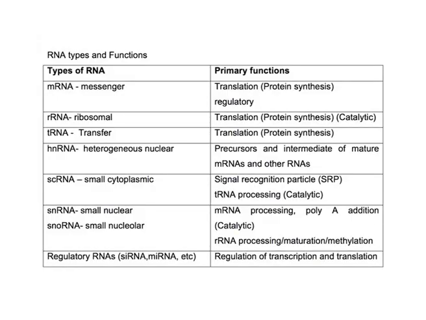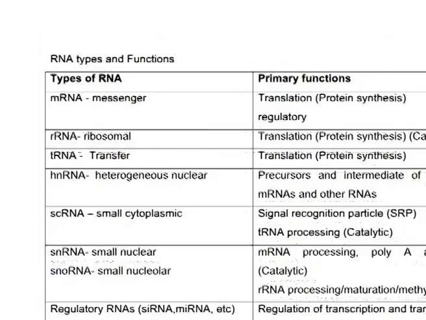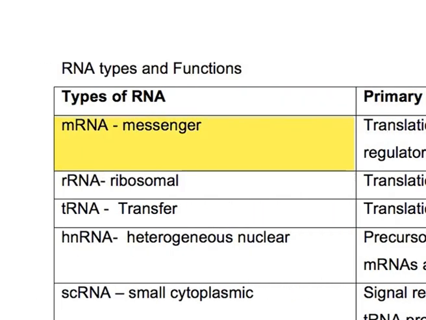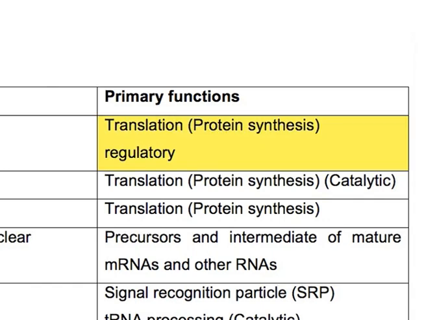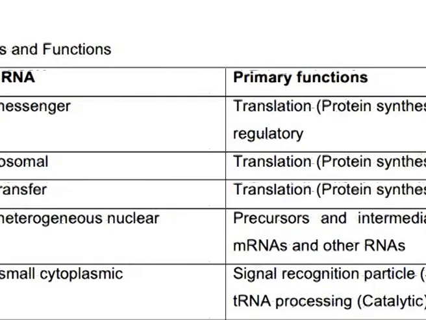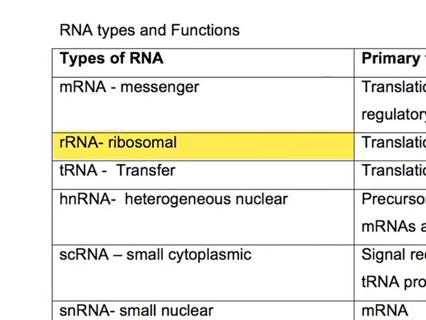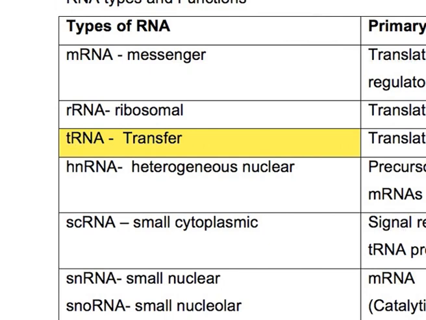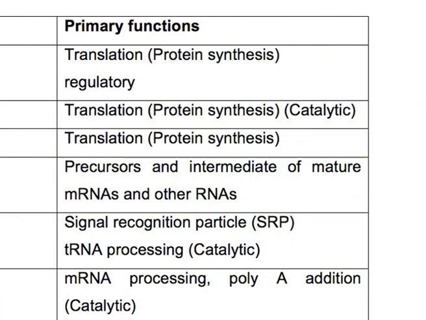Now, this is the table showing different RNA types and their functions. Types of RNA and primary functions. First one is mRNA or messenger RNA. It helps in translation, that is protein synthesis, and is regulatory in nature. Second is rRNA or ribosomal RNA, and its function is to help translation, that is catalytic in nature. tRNA, transfer RNA, also helps in translation or protein synthesis.